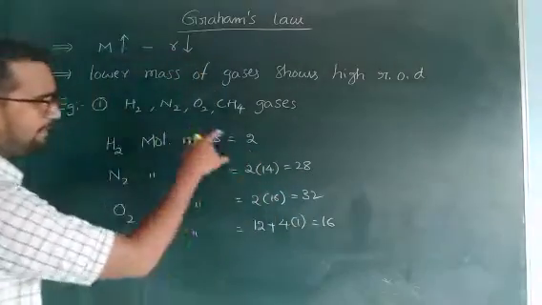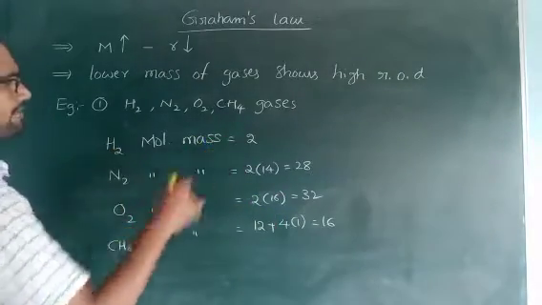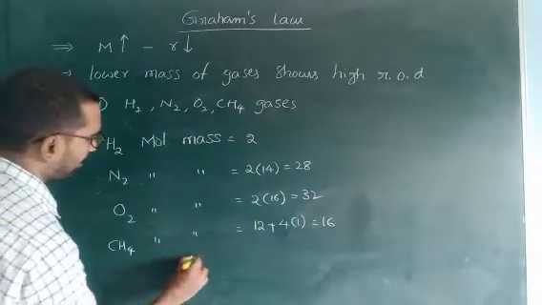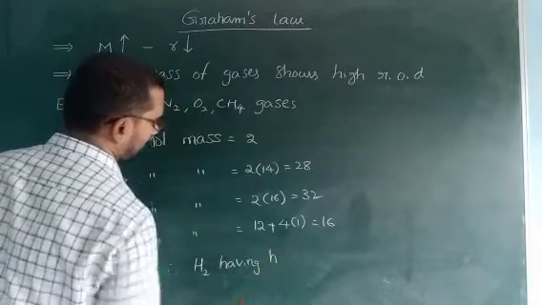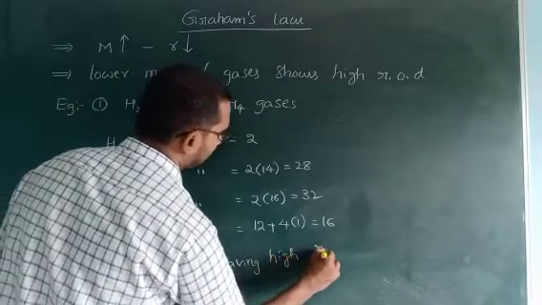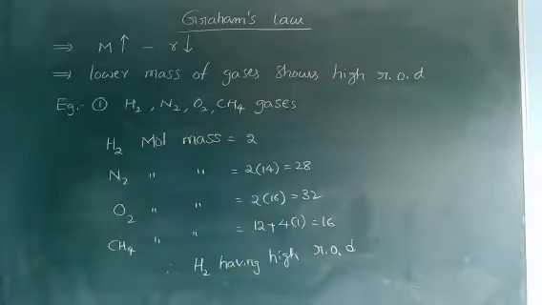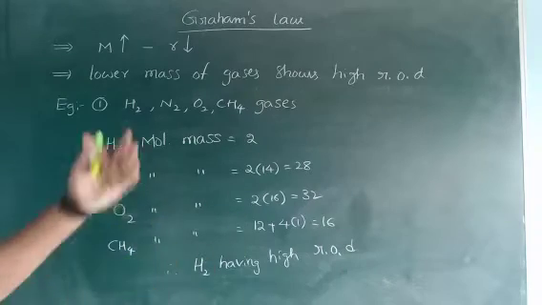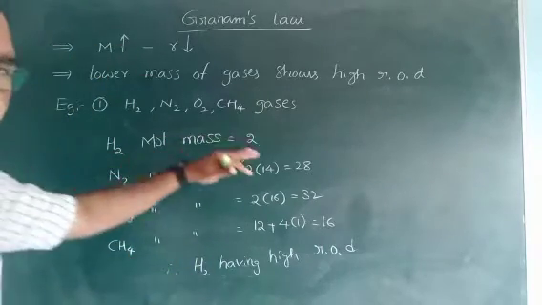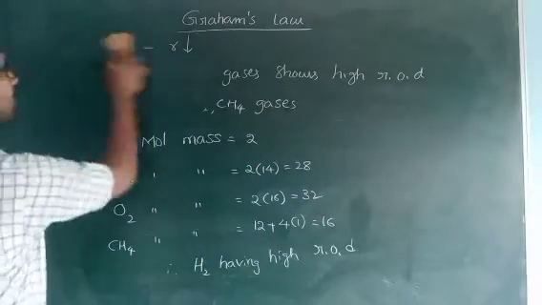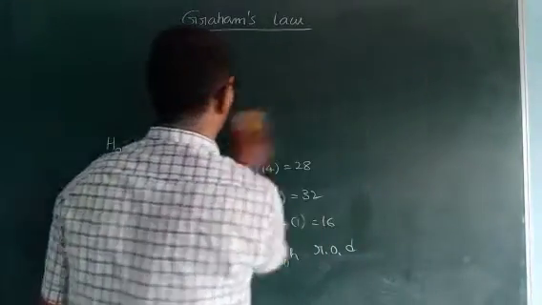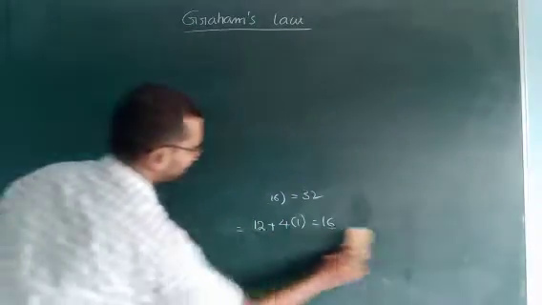So which gas has low molecular mass? Hydrogen gas has low molecular mass. Therefore H2 has a high rate of diffusion. Okay, ready? This is the definition and concept explanation. Now relations: if 2 gases are given to you, how can you write the relations? Means for 2 conditions or 2 gases. Listen carefully.